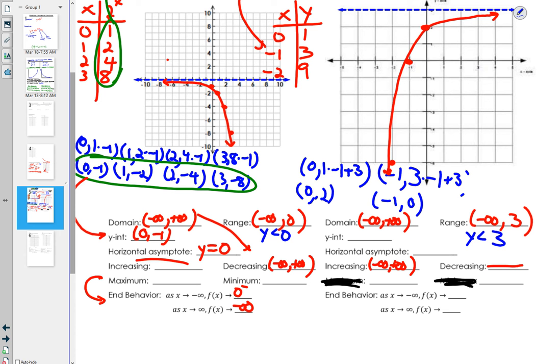Well, because the range means how high and how low. So how low does this graph go? Well, this arrow tells me here that the graph goes down forever. How high does it go? It goes as high as 3, but it's never going to touch 3 because of that asymptote. It's like a force field. You're not allowed to cross it.